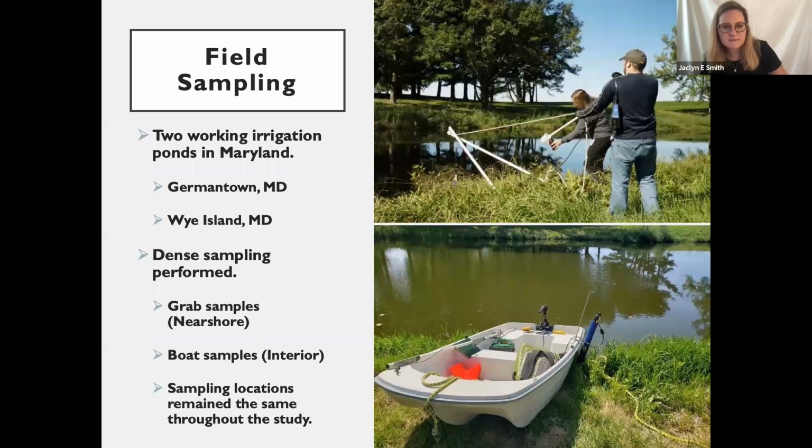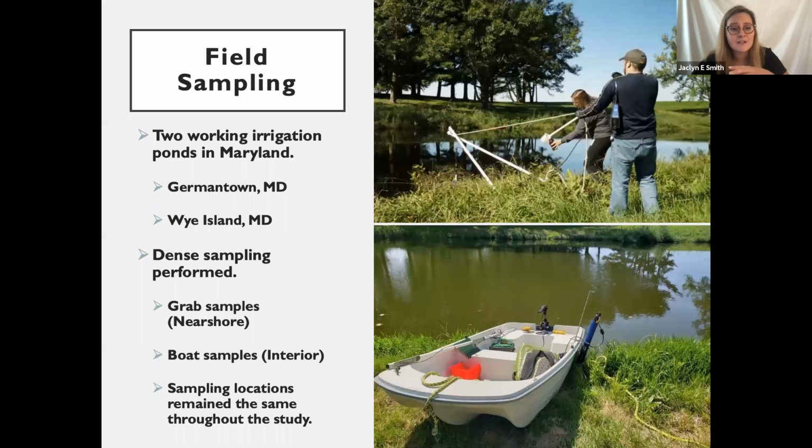To go over some basic field sampling. We sampled 2 working irrigation ponds in Maryland, one of them in Germantown, Maryland, as well as Y Island, Maryland. Both of these were right around, I think they're both just over an acre. They seem drastically different, but they're about the same size, just different shapes. And we performed dense grid-like sampling at both of these ponds.